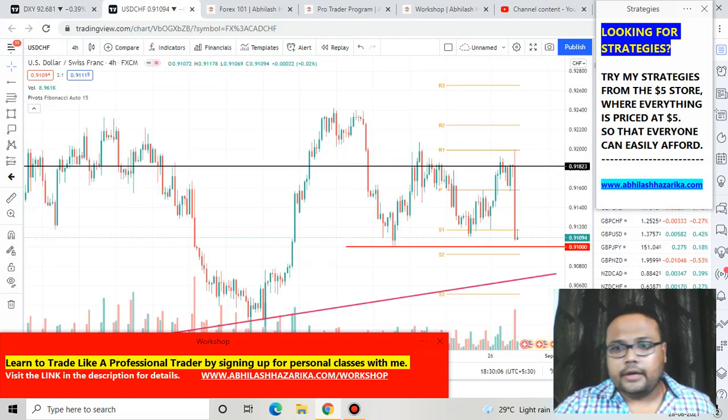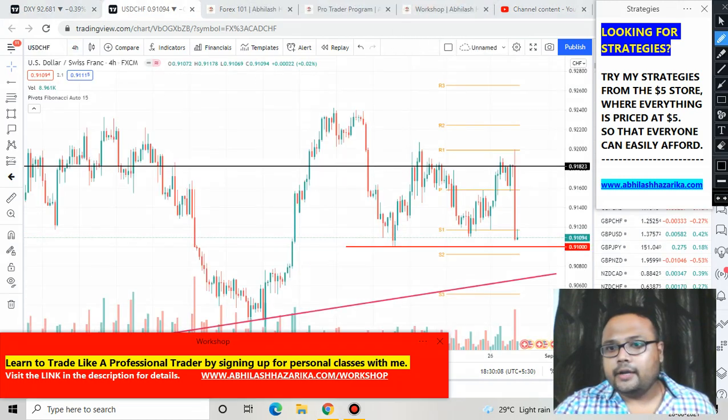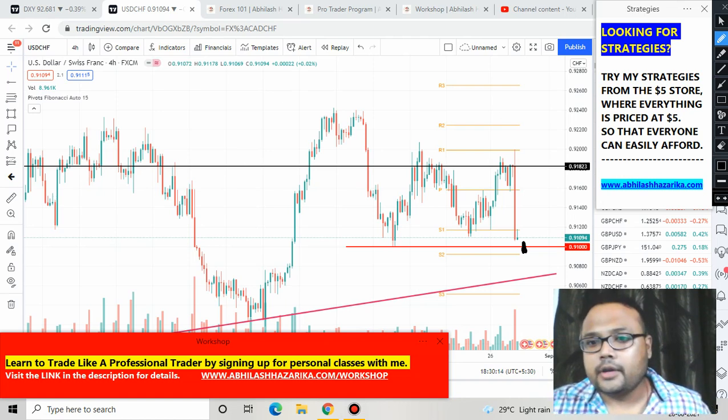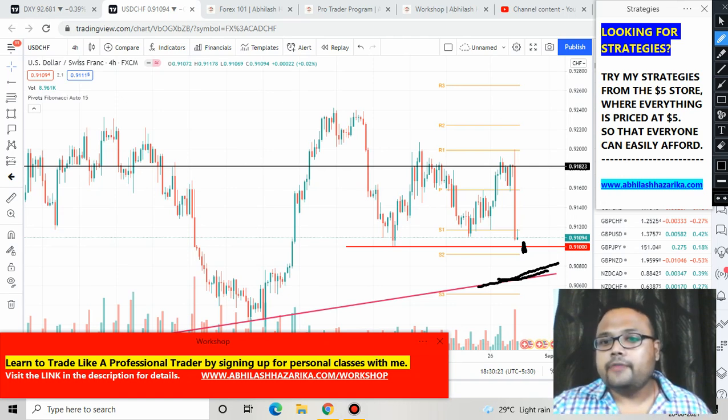And on the other hand, if USDCHF crosses this level and goes down further, do not short the market. Your next trading opportunity will be at this trend line. So if the market fails to bounce from here and goes down, then you'll get the next trading opportunity at this trend line.